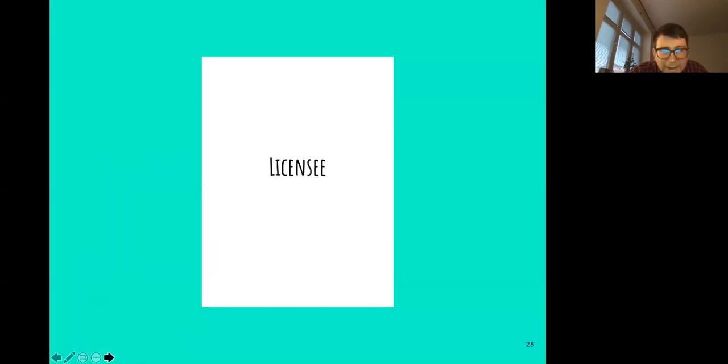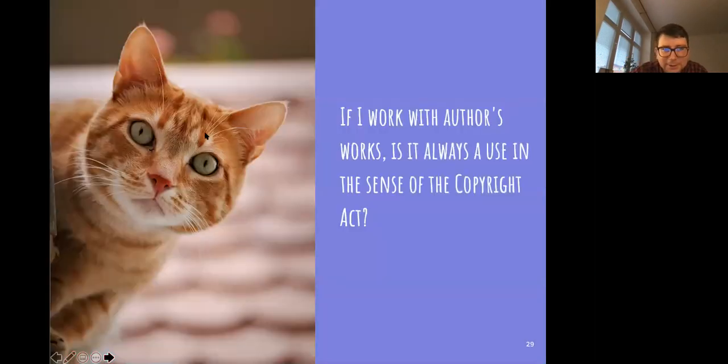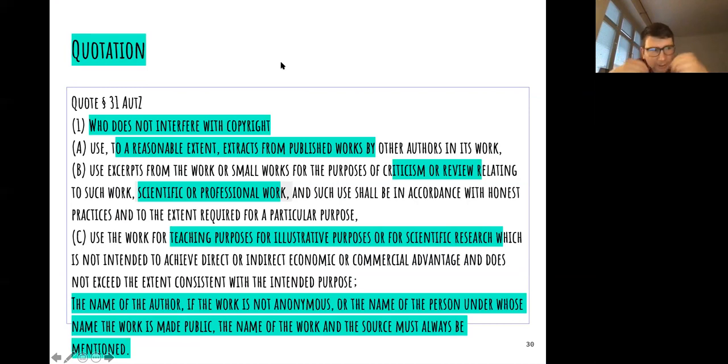So, okay. Now the another part, licensee. So someone who is receiving the license. So if you work with the outer box, is it always the use in the sense of the Copyright Act? Basically, if you are licensing something under the public licenses, you are working within the copyright law. But you have some special legal licenses, as they are called in Czech, or law licenses. And this is typical quotation.